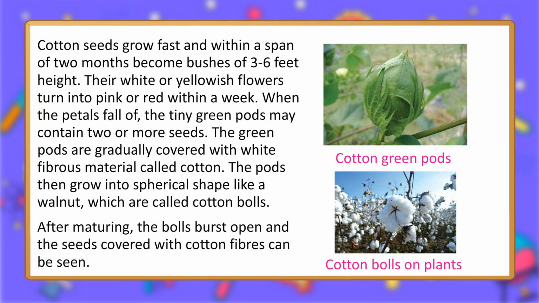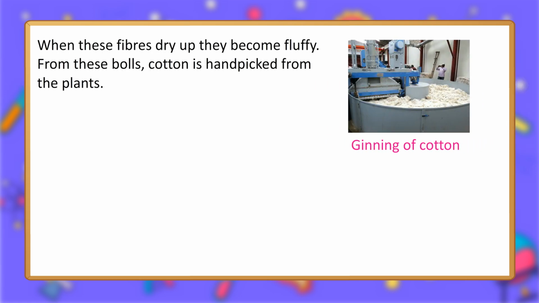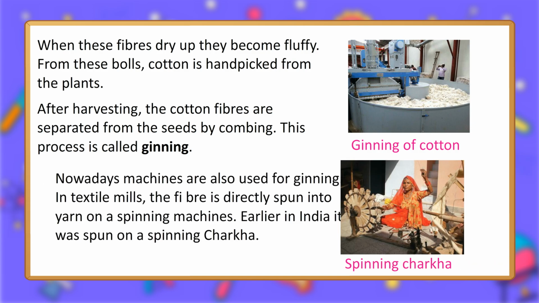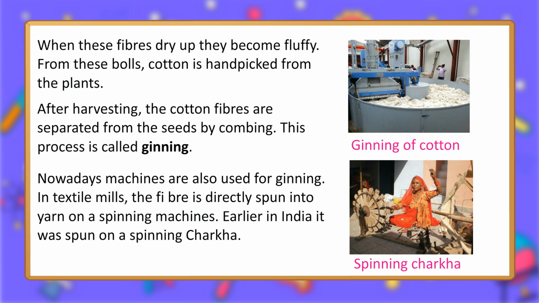After maturing, the bolls burst open and the seeds covered with cotton fibers can be seen. When these fibers dry out, they become fluffy. From these bolls, cotton is hand-picked from the plants. After harvesting, the cotton fibers are separated from the seeds by combing. This process is called ginning. Nowadays, machines are also used for ginning. In textile mills, the fiber is directly spun into yarn on spinning machines. Earlier in India, it was spun on a spinning charkha. Ginning of cotton. Spinning charkha.